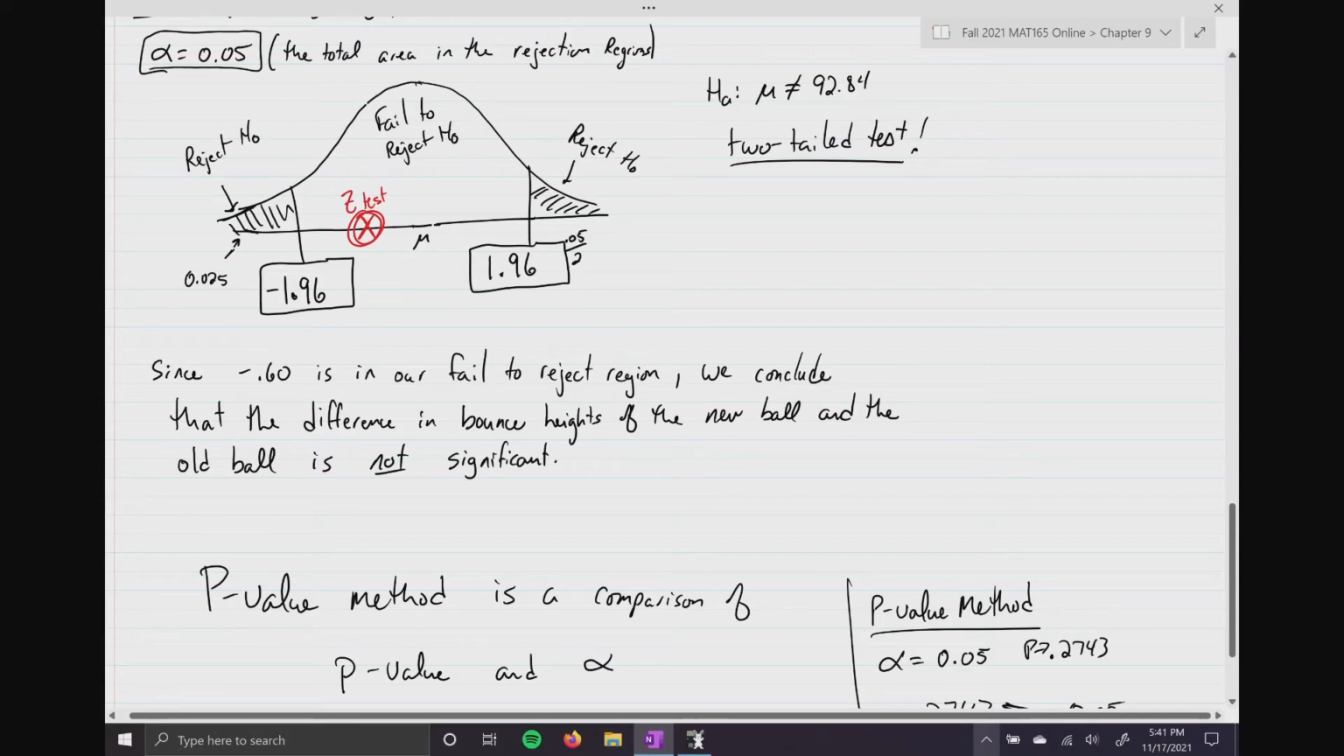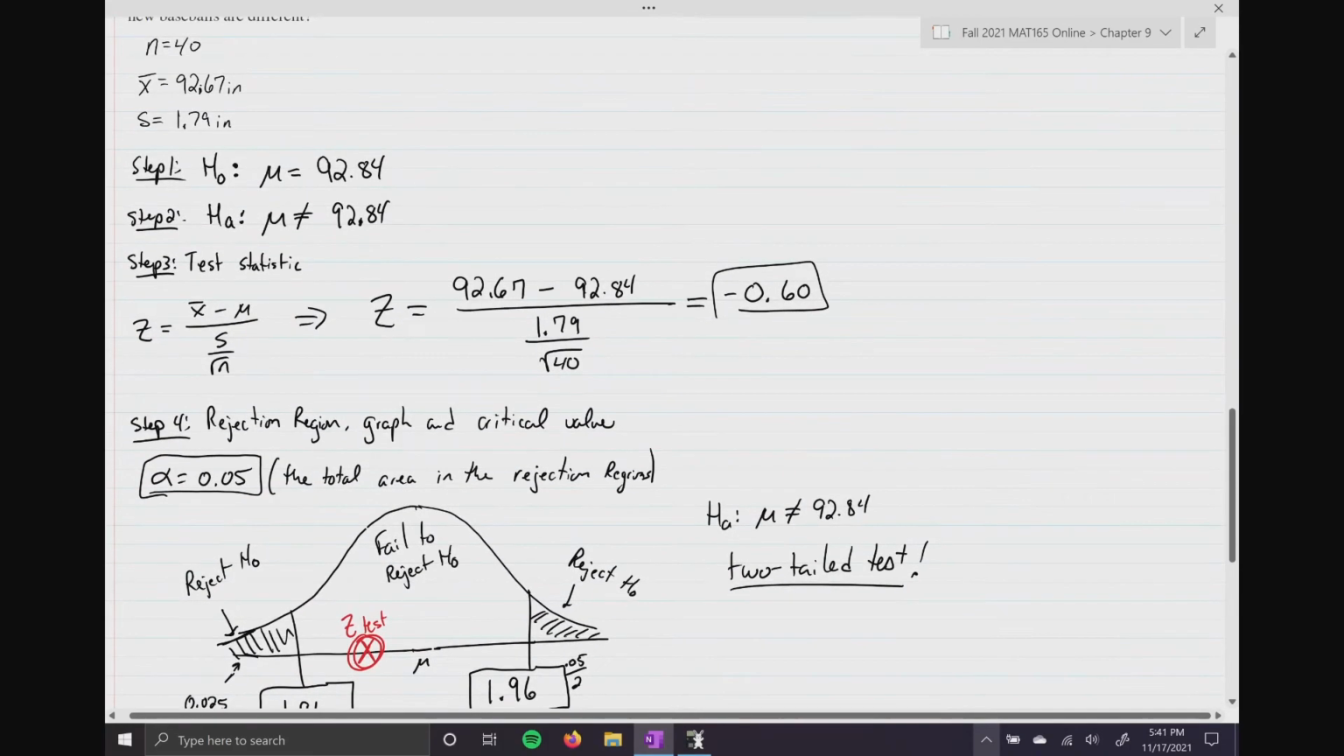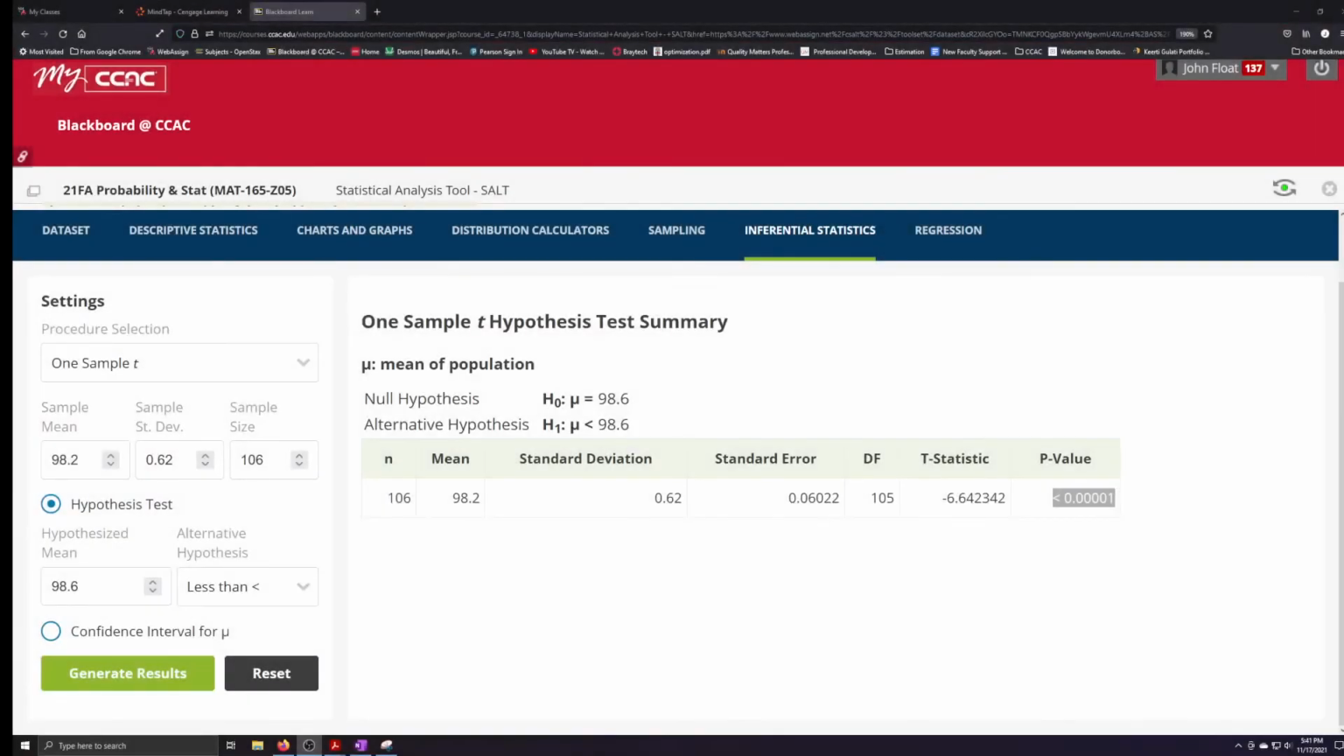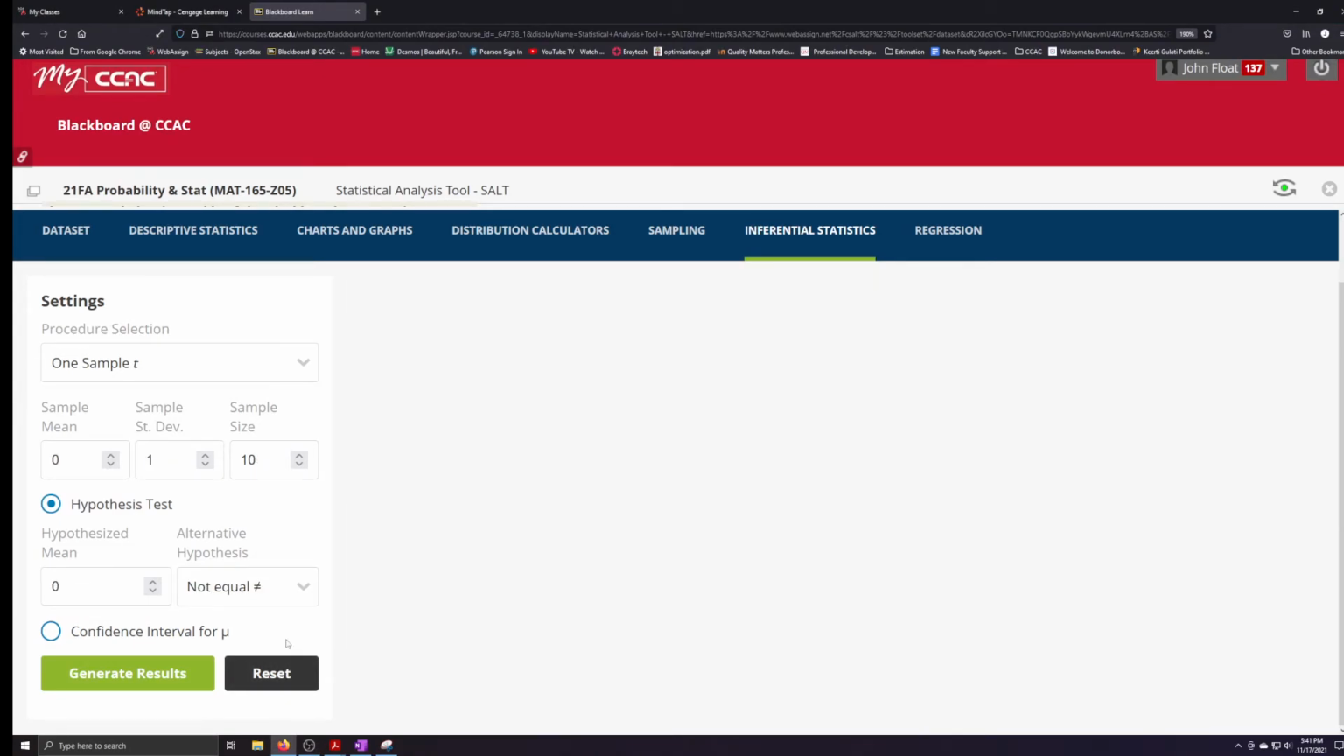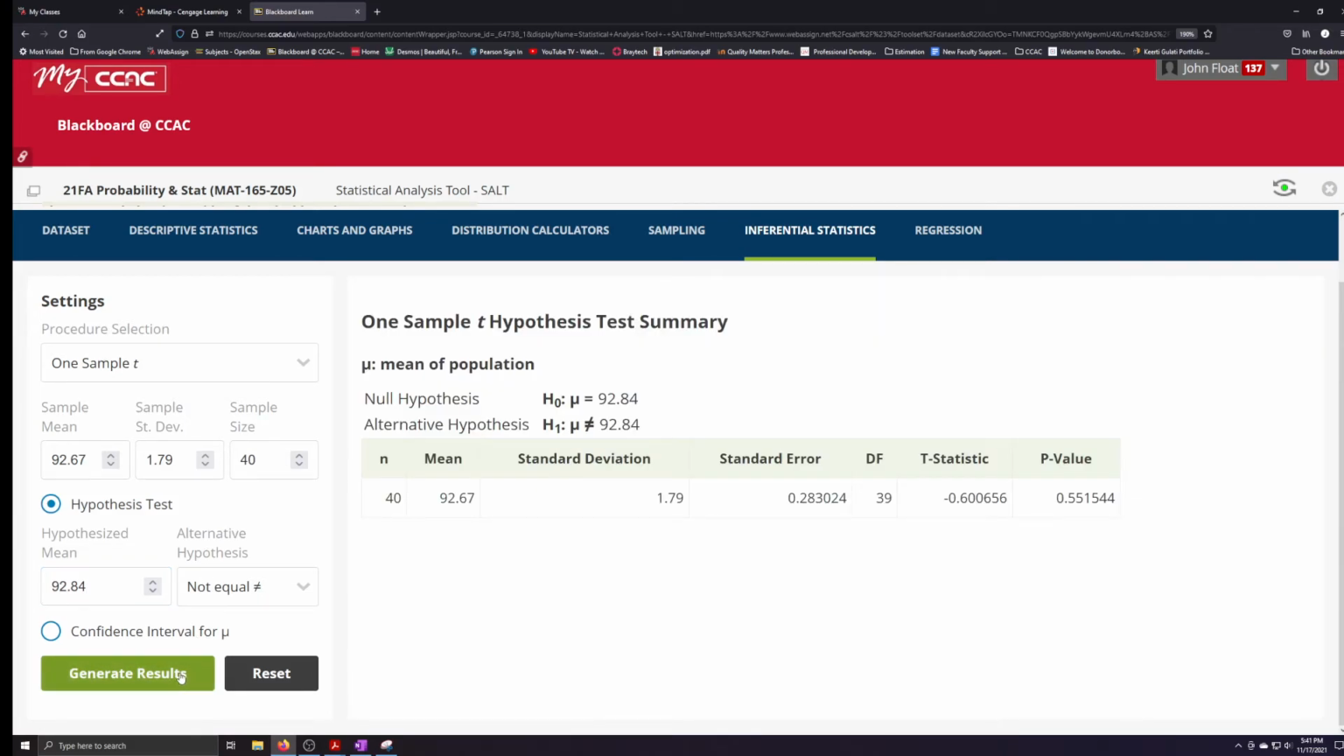Now, if you wanted to use technology, okay, and I just need this real quick. So we're going to go back over. We're going to reset everything. Remember, leave it as one sample t. Our sample mean is going to be 92.67. The sample deviation was 1.79. The number of samples is 40. We want a hypothesis test. The hypothesized mean is 92.84. And our alternative hypothesis, remember, was not equal to. So we're going to click on Generate Results.